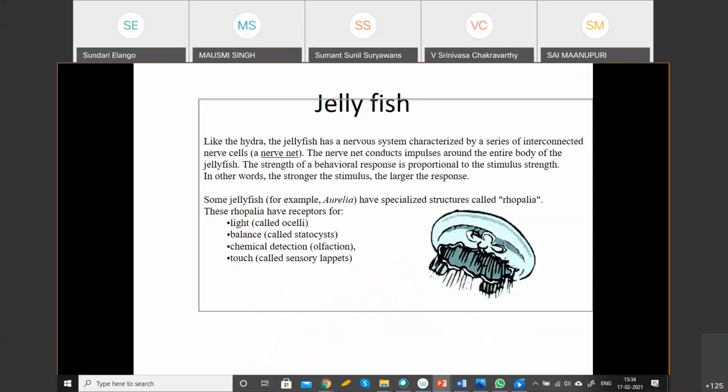Then let's look at jellyfish. Jellyfish also has a similar kind of nerve system. It has what is called a nerve net, a loosely interconnected bunch of neurons. This nerve net conducts impulses all over the body of the jellyfish and also integrates stimuli coming from outside, enabling the animal to respond as a whole to external stimuli.